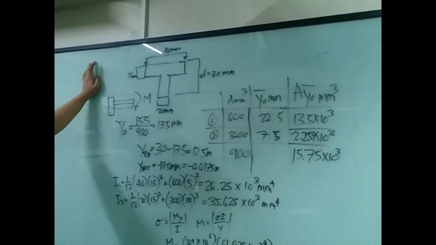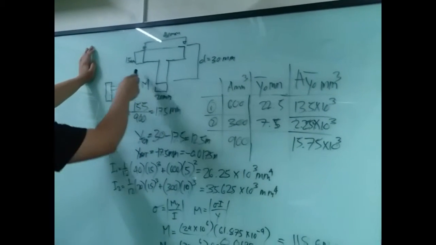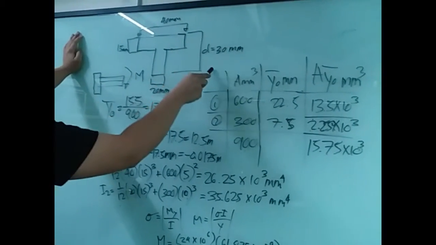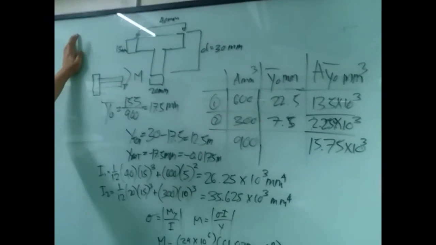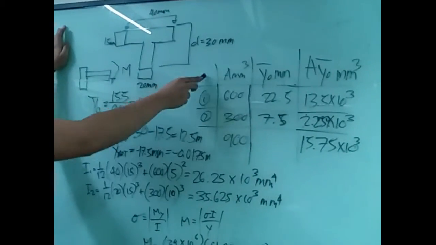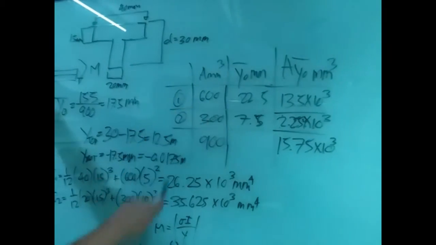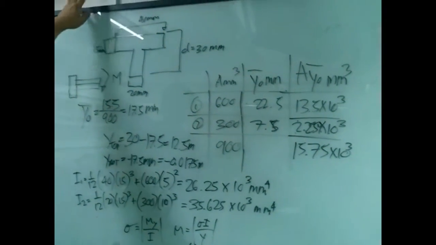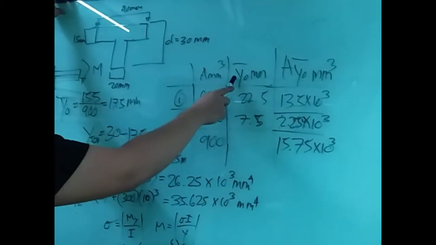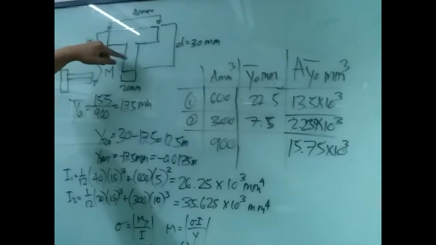So guys, we have a similar problem like the earlier one. We have 50 millimeter, 40 millimeter on top, 30 millimeter on the height, and 20 on the base. First we need to determine the y bar. To determine the y bar, we need to get the area of each part, area 1 and area 2. The value of area 1 is equal to 600 and the value of area 2 is 300.